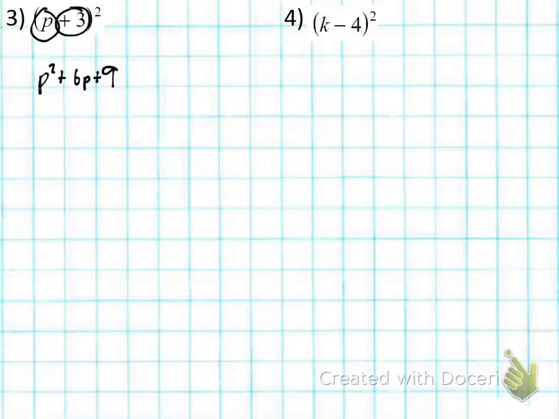Let's do number 4. Turn to your neighbor. Tell them what pattern it is, the first, second, or third one on number 4. Second. Okay, second one. Everyone, what do I write? K squared. Minus 8. Wouldn't it be minus 16? 4 times 4 is 16. Plus 16. Oh, no, yes.